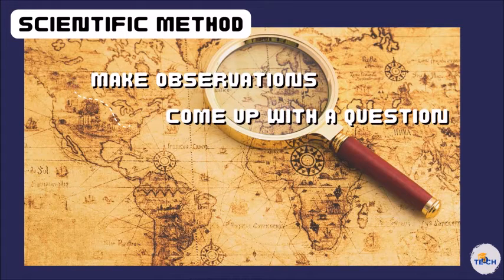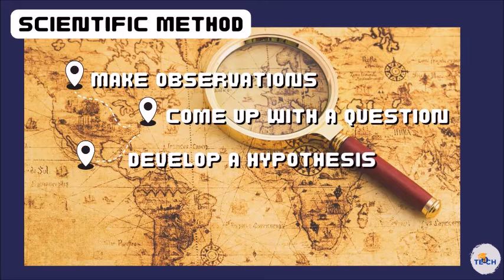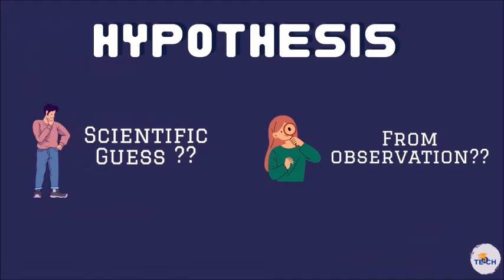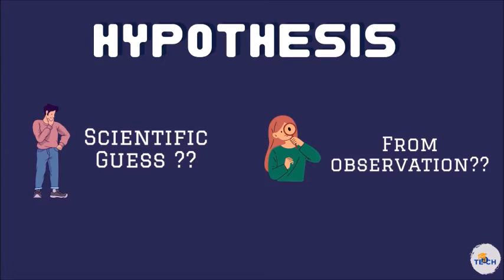This is the second part of the scientific method. We need to be able to come up with a question to have an idea on what we really want to investigate. Thirdly, what did Sir Isaac Newton do after he asked the question? Yes, he made a prediction or hypothesis. Hypothesis, as some say, is a scientific guess. However, it's actually more than just a guess.